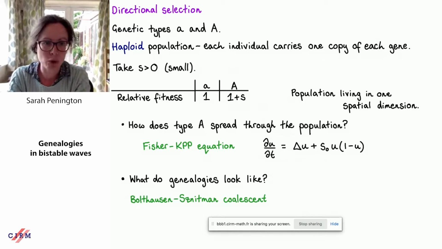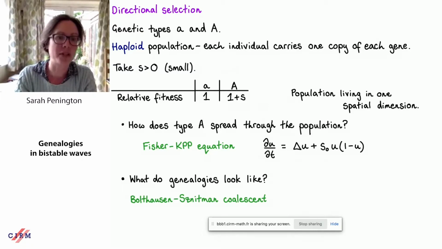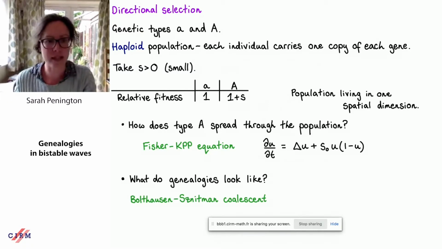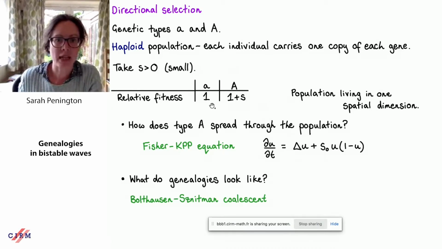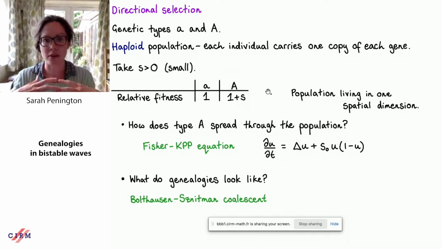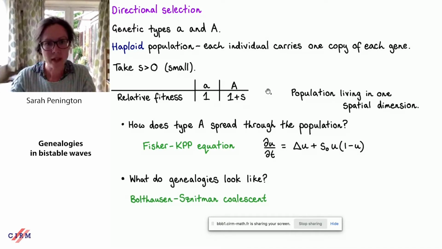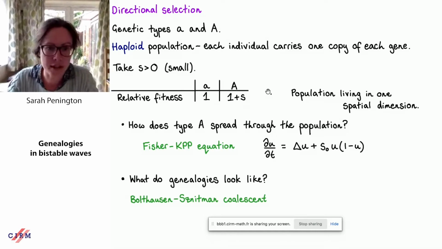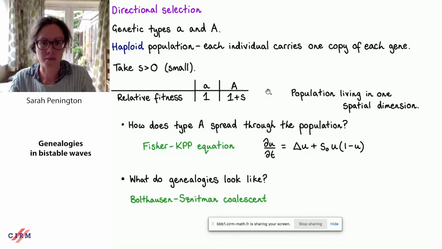And we're going to have a small positive parameter S, which we'll call the selection parameter. And we'll say that individuals have these relative fitnesses. So type little a individuals have fitness 1, and type capital A individuals have a slightly higher fitness of 1 plus S. And we're going to suppose that the population is spatially structured, and throughout, the populations are living in one spatial dimension. So there are two questions to ask about this population.